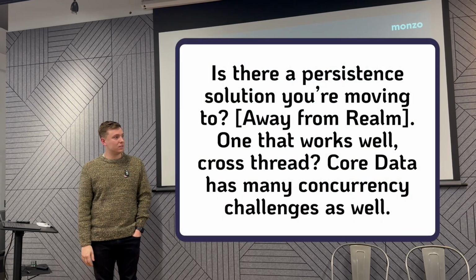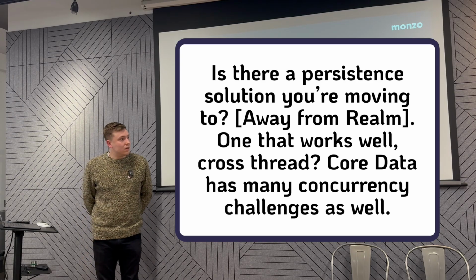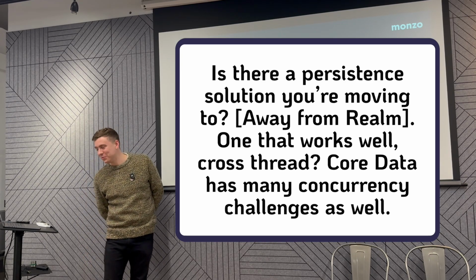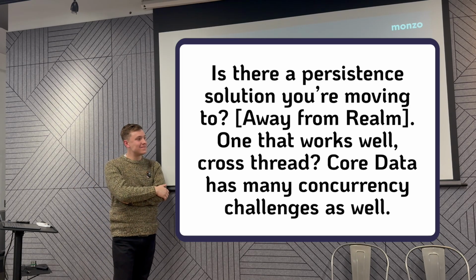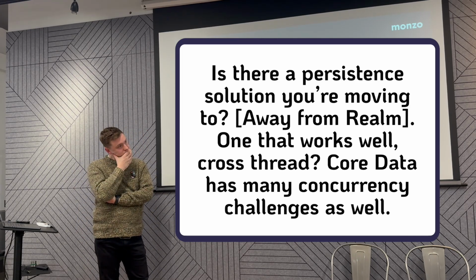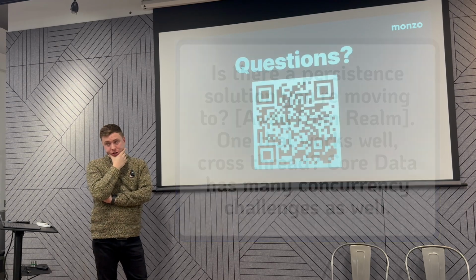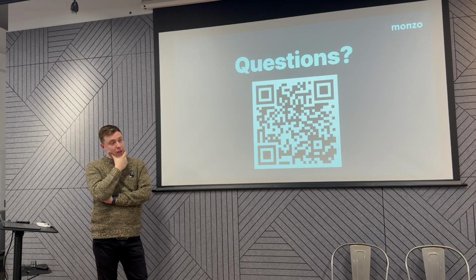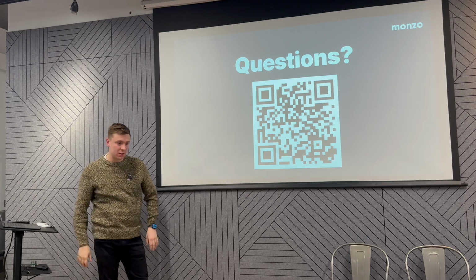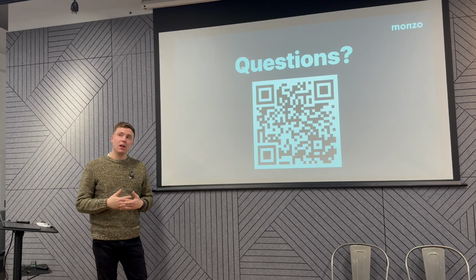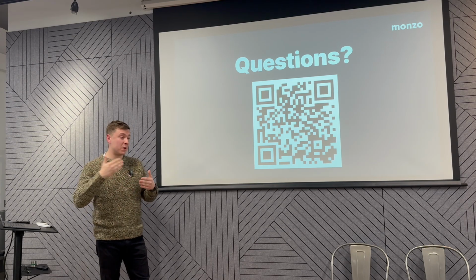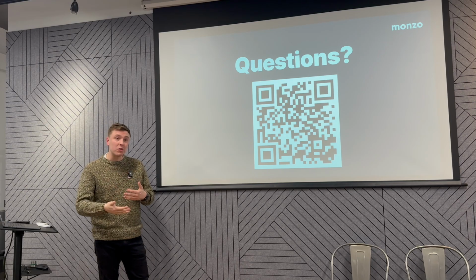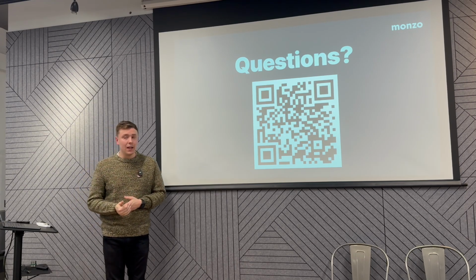Next question. Is there a persistent solution you're moving to? Oh, Realm. One that works well cross-thread. Core Data has many concurrency challenges as well. Yes, it does. We have not spent much time on this. Realm have been speaking to us, and they're looking at deprecating it in about a year's time. So they've deprecated it now, but they're providing support for another year on the library.